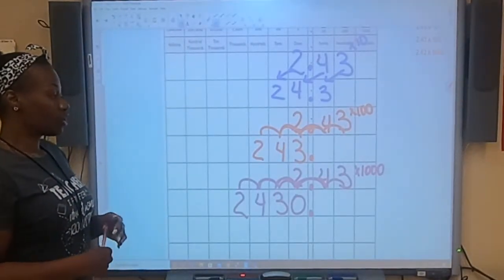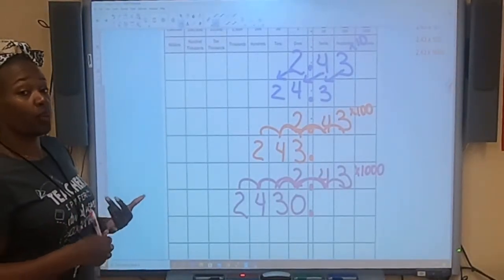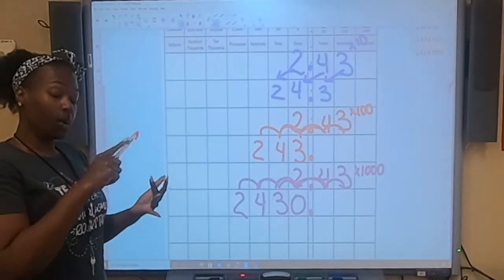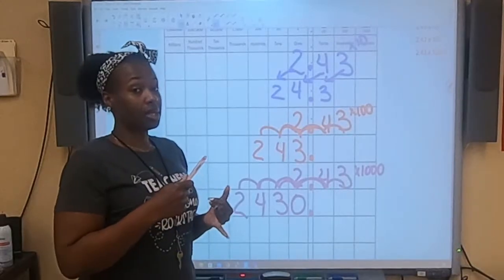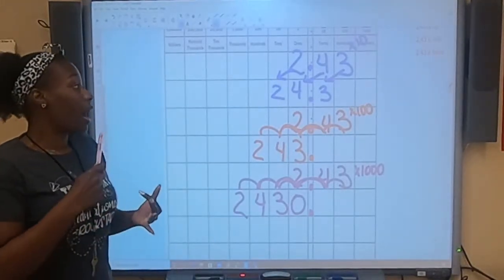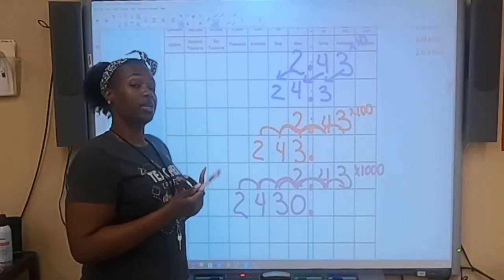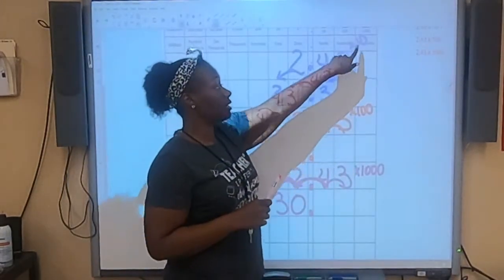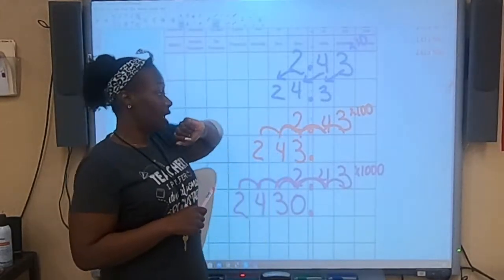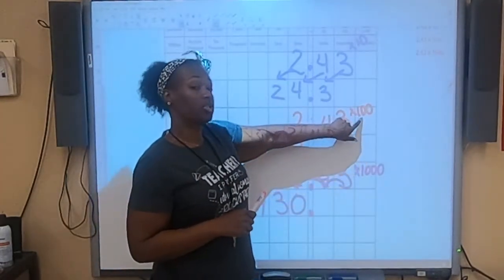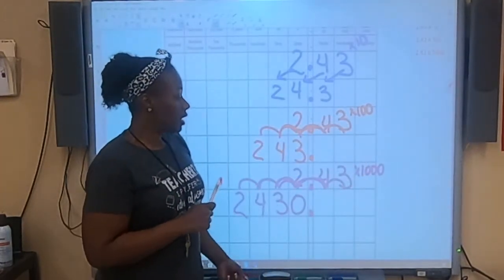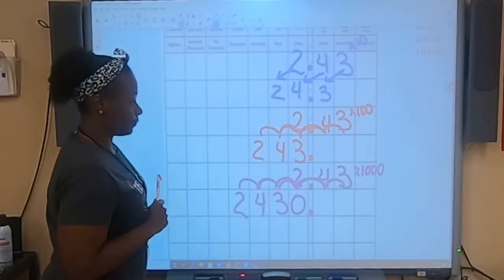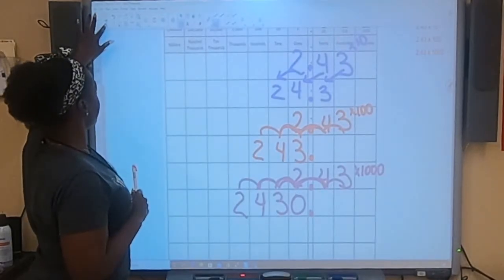Okay. So far our patterns have been when we divide, we're shifting to the right. When we multiply, we're shifting to the left. Our number of shifts depends on the zeros in my power of 10. If I'm multiplying by 10, I shift 1 time. If I'm multiplying by 100, I shift 2 times. If I'm multiplying by 1000, I shift 3 times.